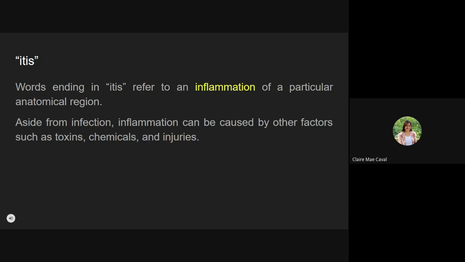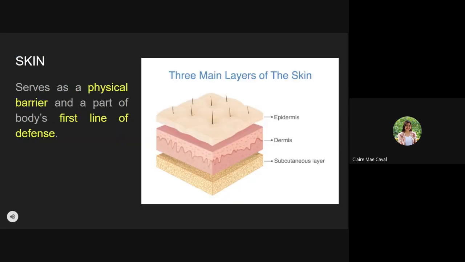So let's have the first anatomical site that can be invaded by infectious agents. We have our skin. Skin is actually your lifetime coat. It serves as a physical barrier. It acts as a protective covering of our body, making it a part of the body's first line of defense.